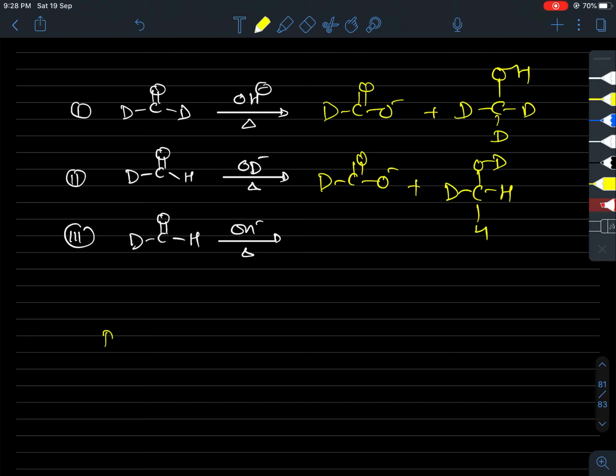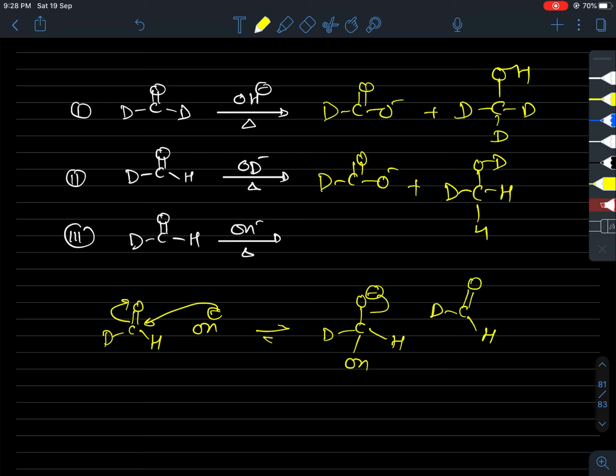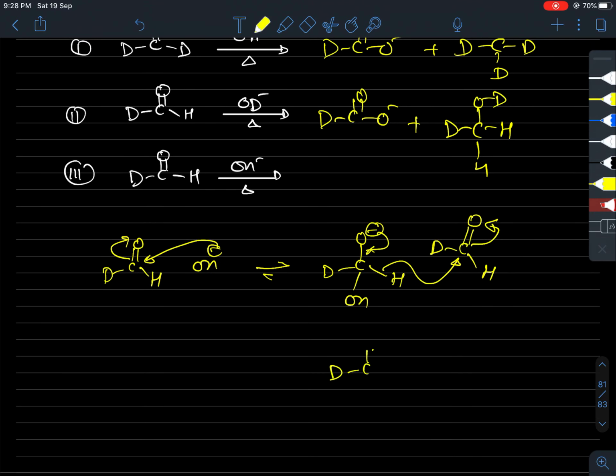So DC double bond OH, whenever we have OH minus attack, this will be DO minus, and then OH, which I am putting deliberately here because anyway it is a tetrahedral species, and H, because the CH bond is relatively less strong, so when it comes back this hydrogen is going to migrate. So what you are going to get? DC double bond OOH along with DCO minus H and H.